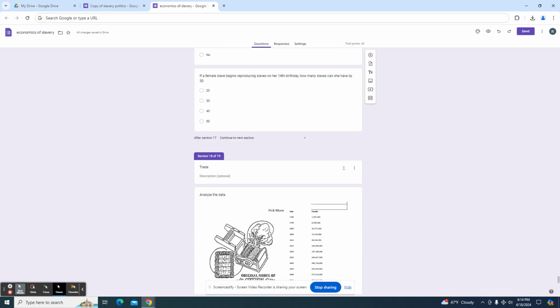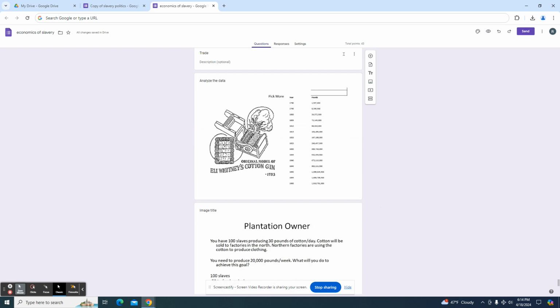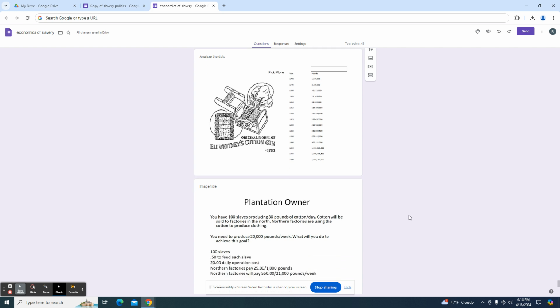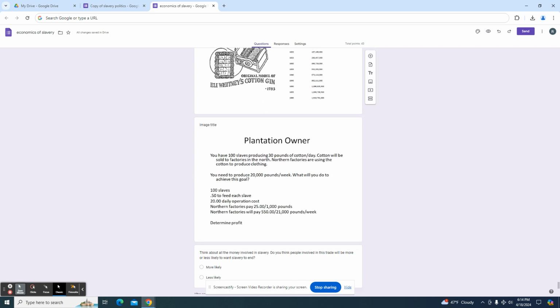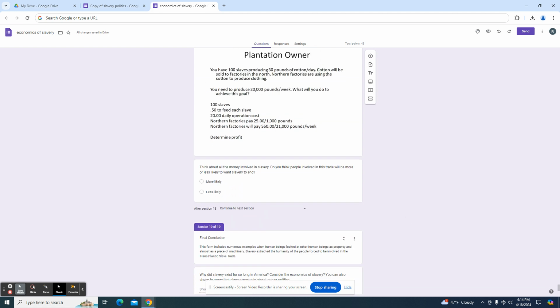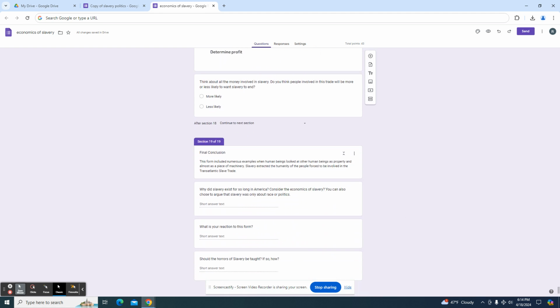Some more questions about the female aspect of it. Then we get into the cotton gin. I provided some data for the amount of cotton in pounds that's being produced. And now we have another question here involving math, where you need to figure out how you're going to meet your production quotas. Then we get to the final conclusion section.